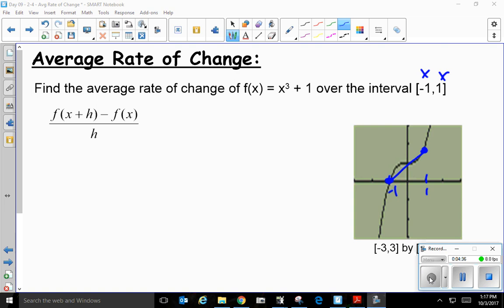Meaning, I have 1 minus a -1, don't I? And then on top, I've got f of 1 minus f of -1.